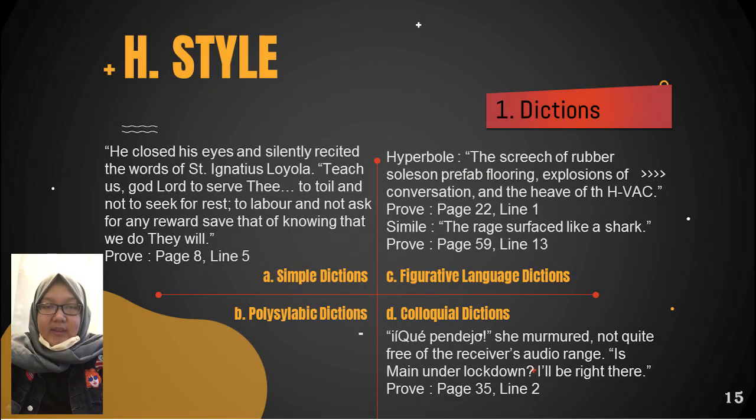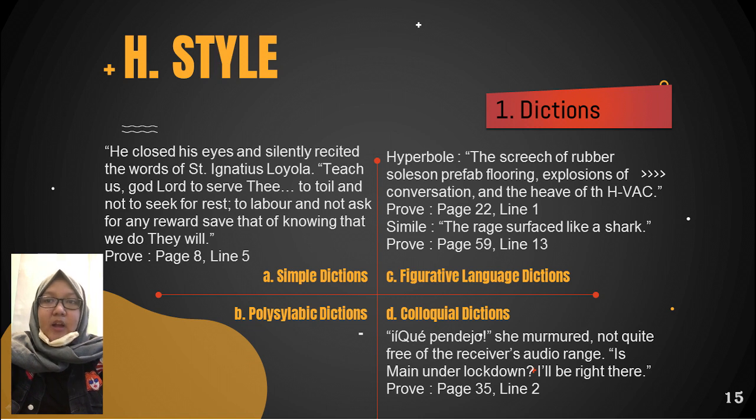Next, page 15. H. Style. He closed his eyes and silently recited the words of Saint Ignatius Loyola. Teach us, good Lord, to serve, to toil and not to seek for rest, to labor and not ask for any reward save that of knowing that we do Thy will. Proof, page 8, line 5. A. Simple diction. B. Polysyllabic diction.